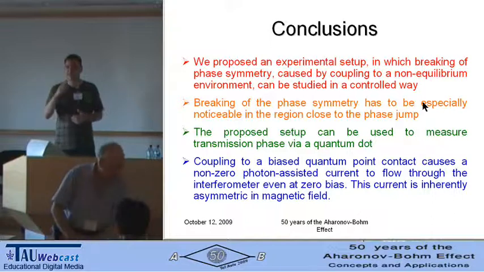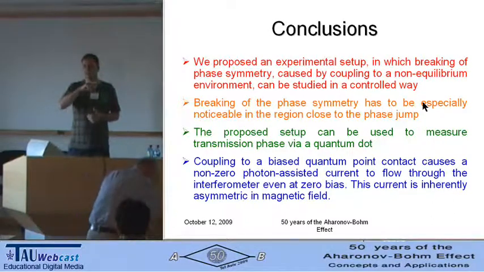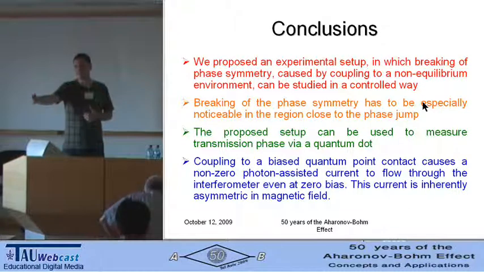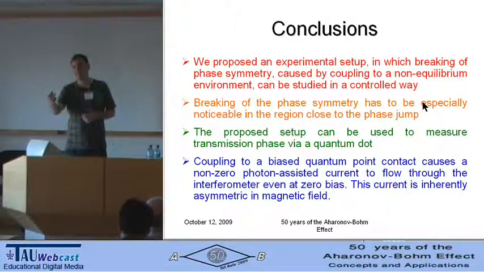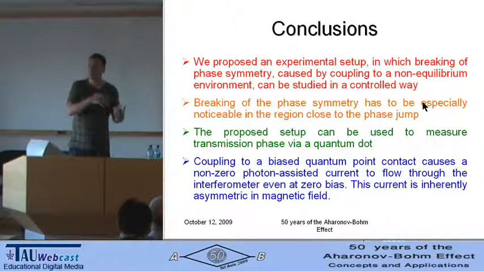Because in addition to electron just going through the quantum dot and to the other lead, there are also processes when electron goes to quantum dot, walks around the interferometer and goes to the other lead, and it can travel many times. And these are exactly the processes which are responsible for this effect.